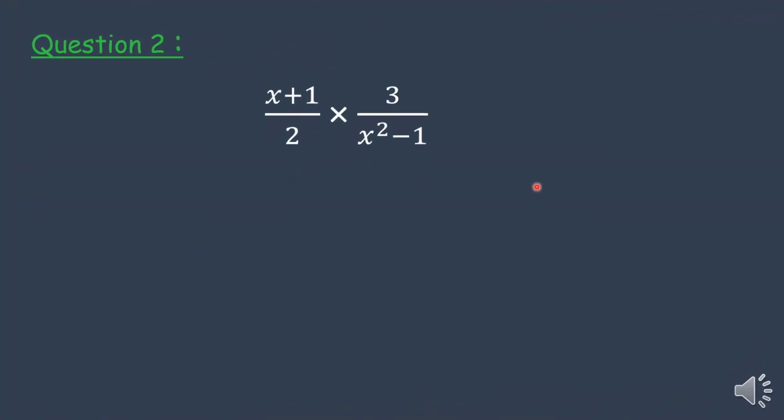Question 2, we have x plus 1 over 2 times 3 over x squared minus 1. At a glance, you won't see any factors in common, but be careful, there are two hidden factors inside this x squared minus 1. How do you know that? We can apply the difference of two squares technique to factorize x squared minus 1. There you get x minus 1 times x plus 1.